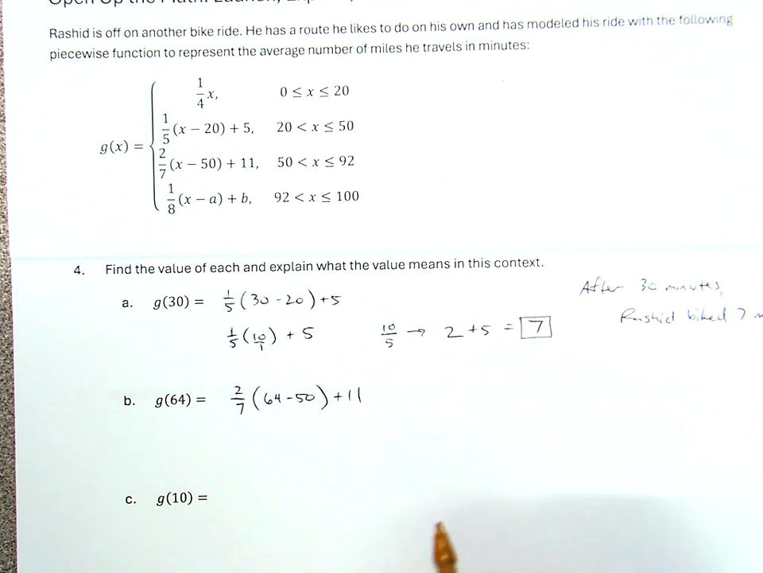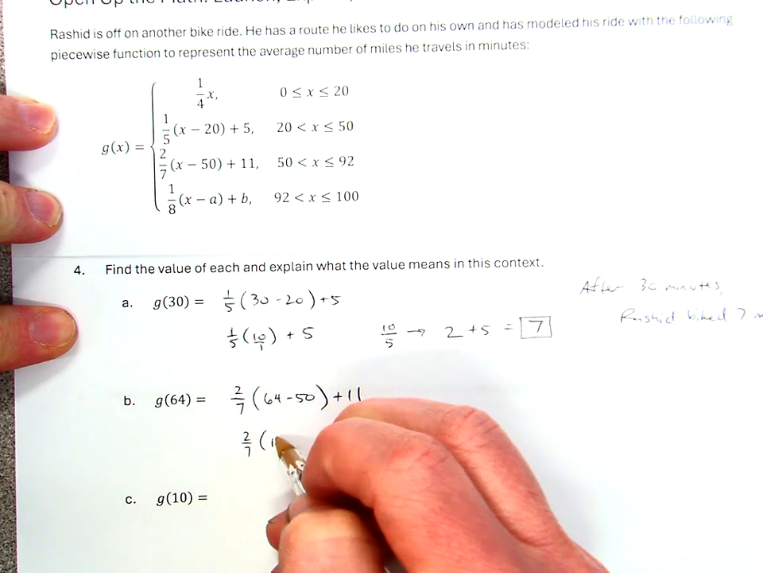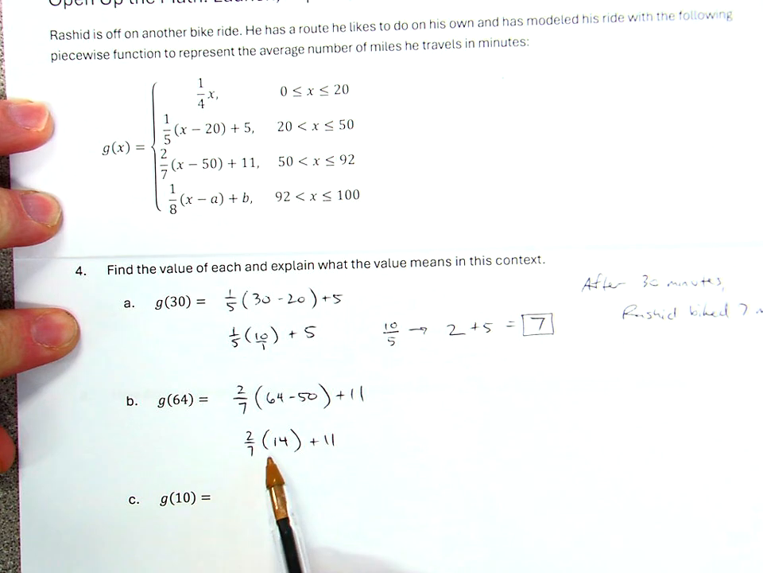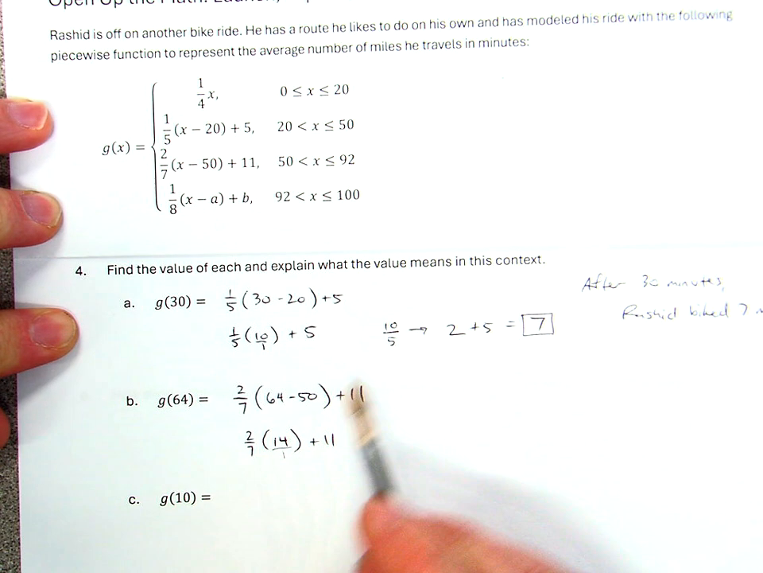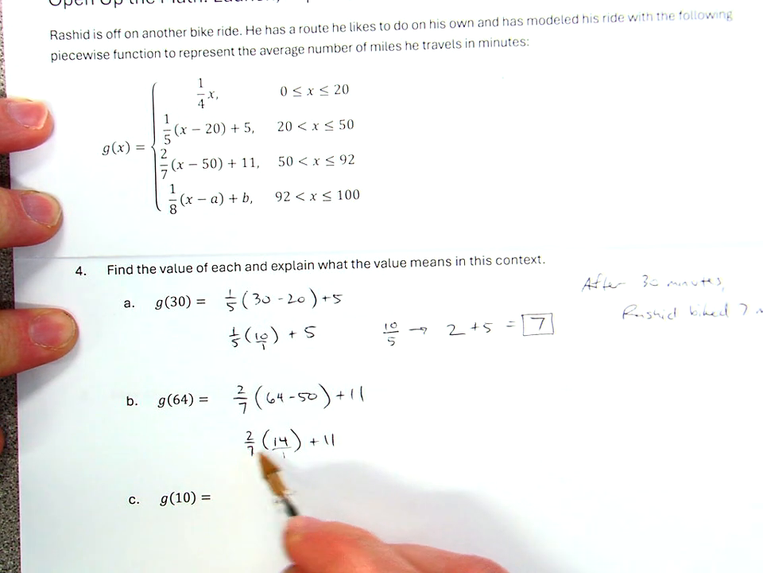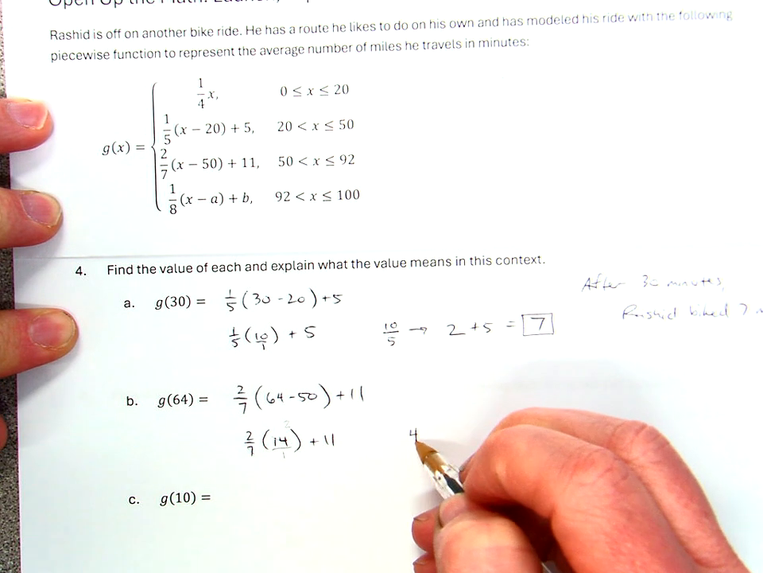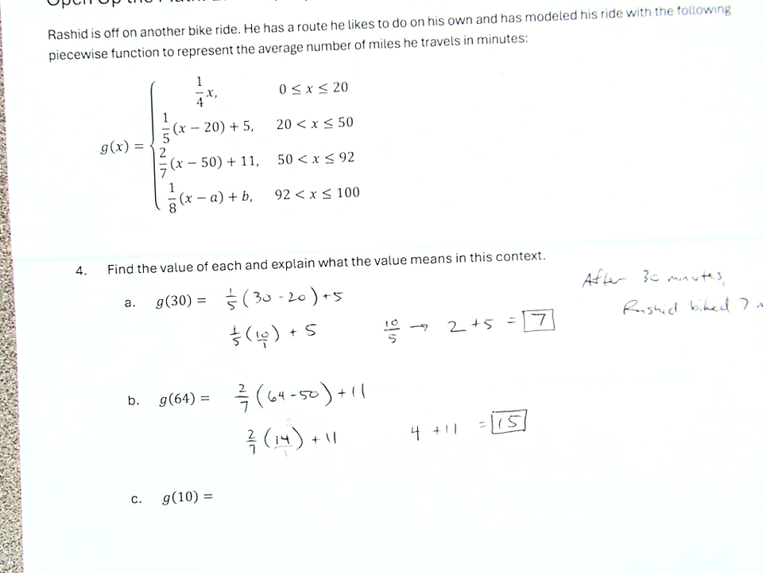Inside the parentheses, 64 minus 50. Again, if you want to put this together in the same manner and say 2 times 14 is 28, and 28 over 7 reduces, then you can do that. You can put it together and then reduce the thing, kind of like that. Otherwise, you could say 7 goes into 14 2 times, and 2 times 2 is 4, and 4 plus 11 is 15. So either way you want to do that.